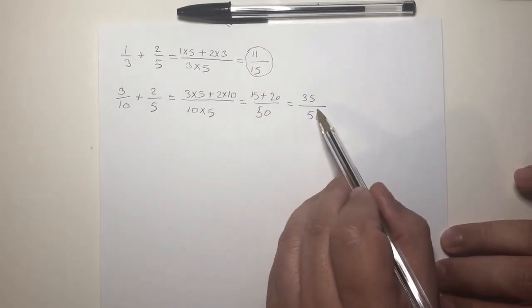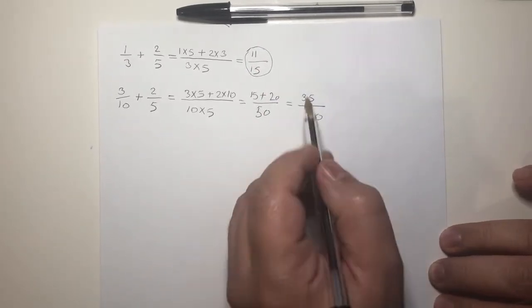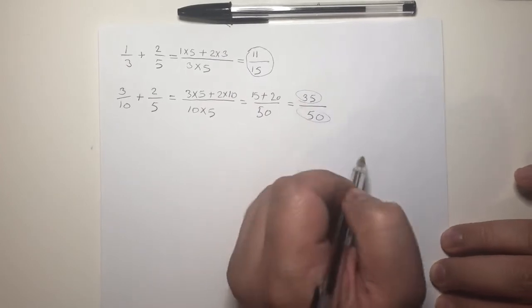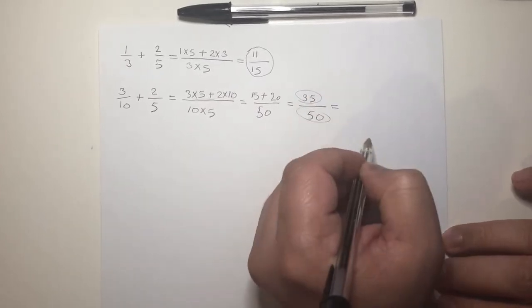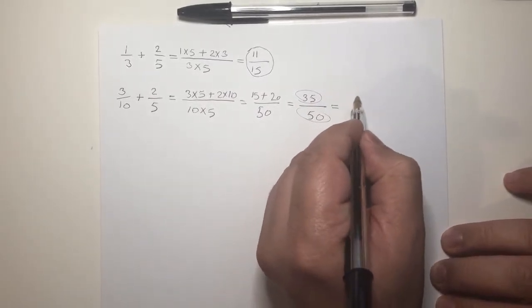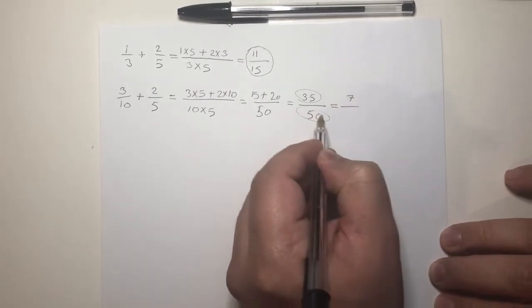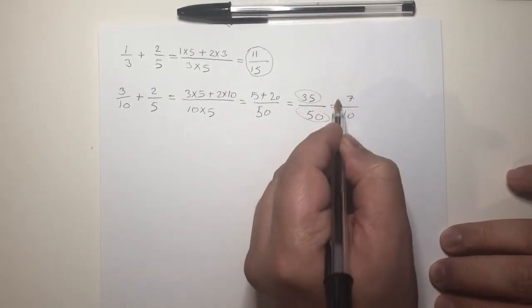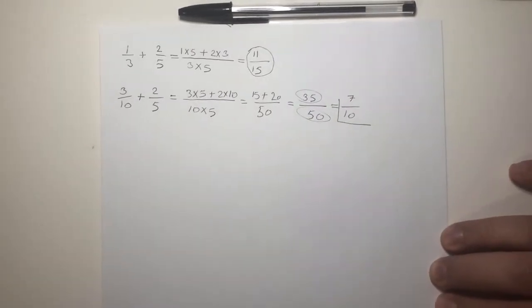In order to simplify it further, we can divide both numerator and denominator by 5. 35 divided by 5 is 7, and 50 divided by 5 is 10. So this is our result here.